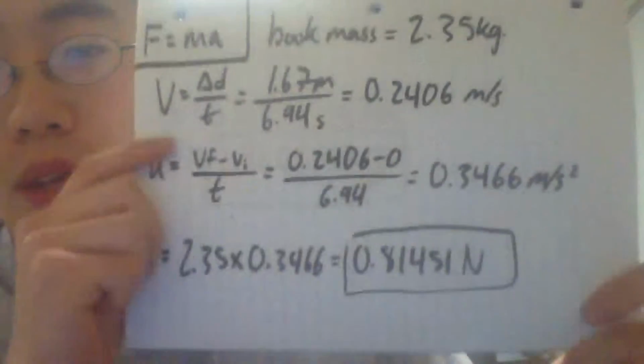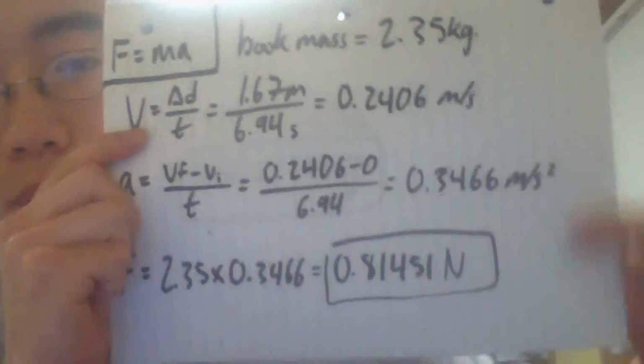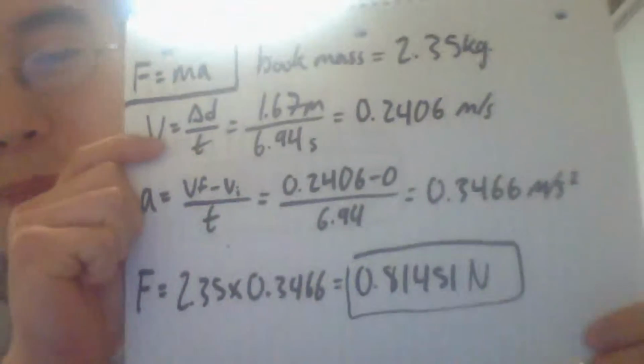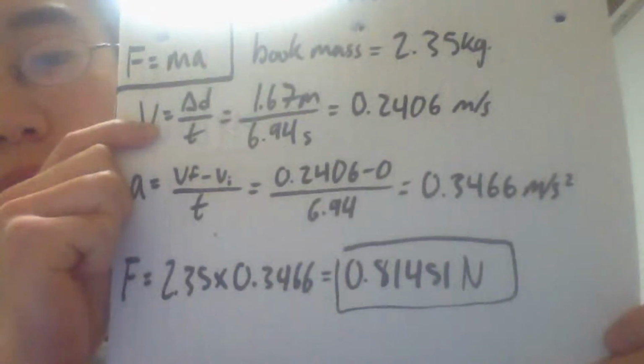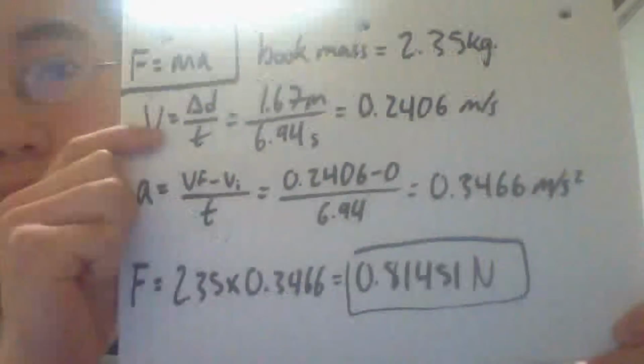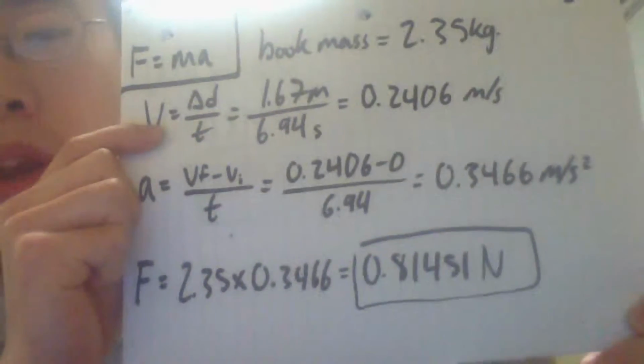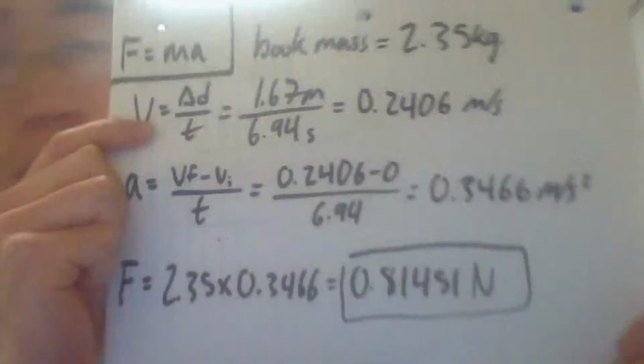And then finally, we plugged that number into the force equation. F equals 2.35 times 0.3466, which turns out to be 0.81451 newtons.